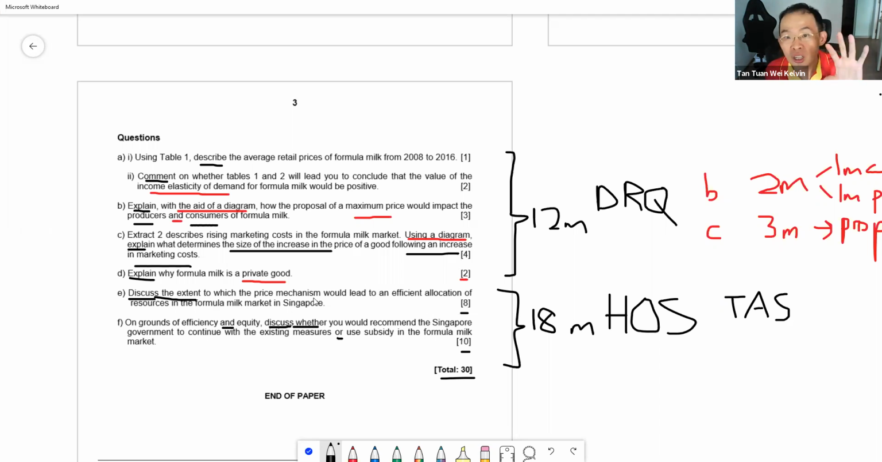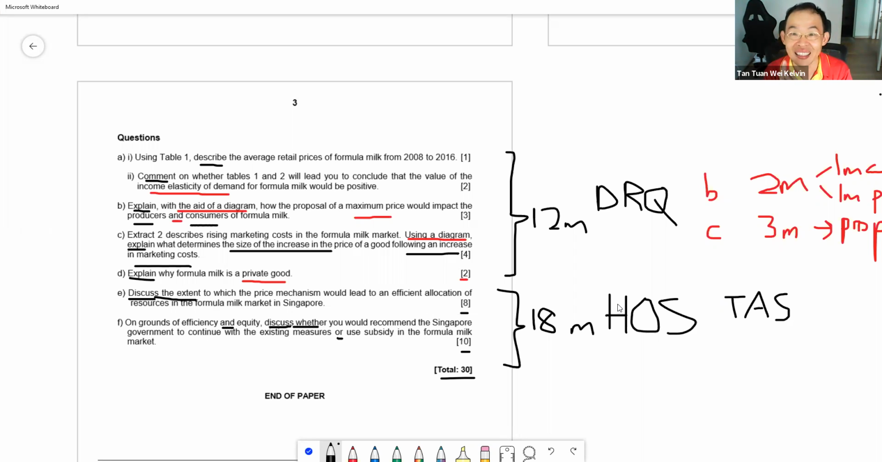Enough time. Don't spend too much time in your 12 marks DRQ until you run out of time for the 18 marks. So remember, a case study, let me stress again, a case study, especially for J1 and even for your J2 friends, it's a race against time. In an actual A-level case study, you have to do 2 case studies within 2 hours and 15 minutes. That means you have 1 hour, 7.5 minutes for each case study. Each case study. So it's really a race against time.